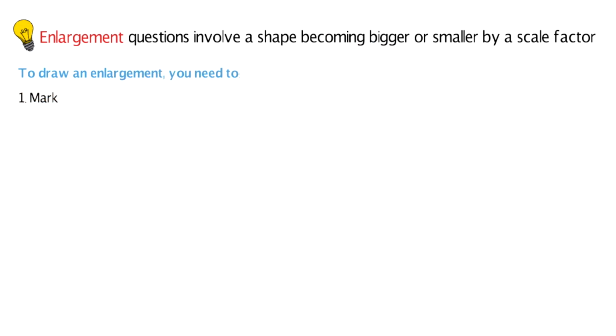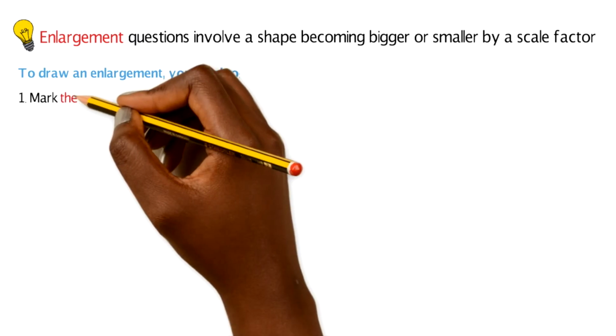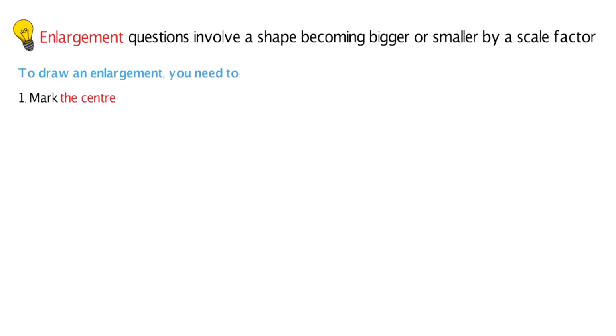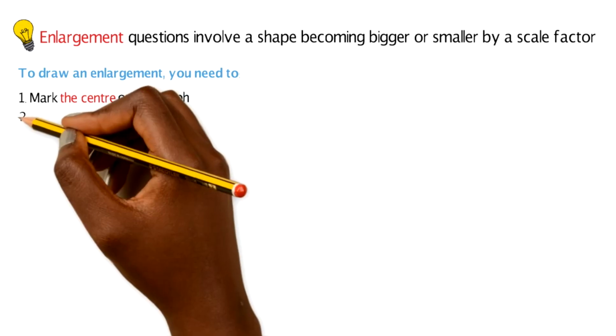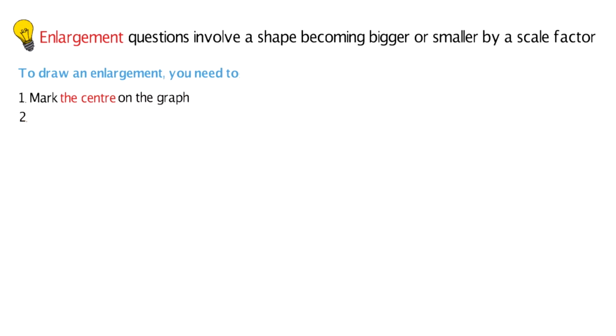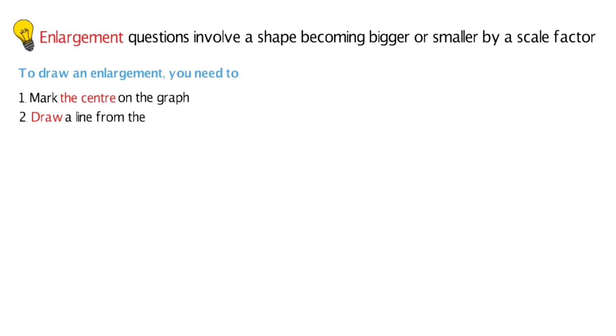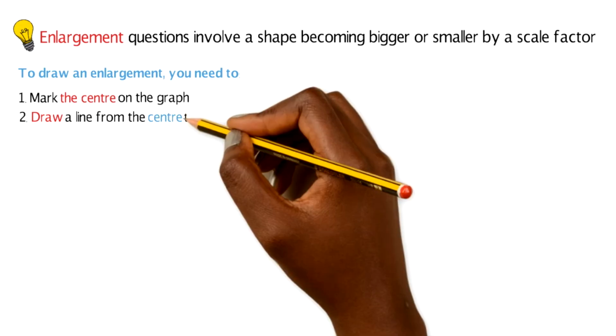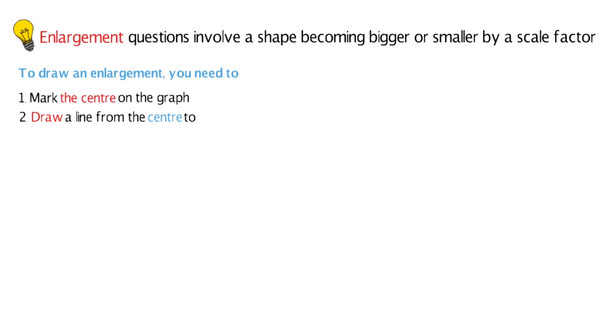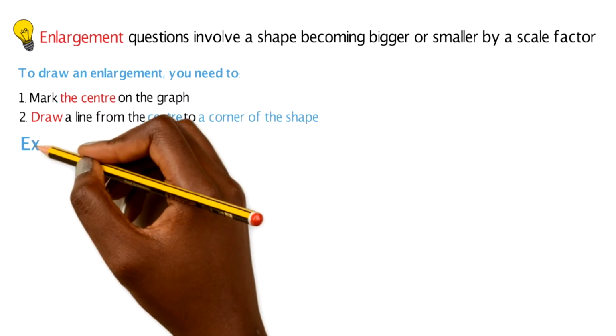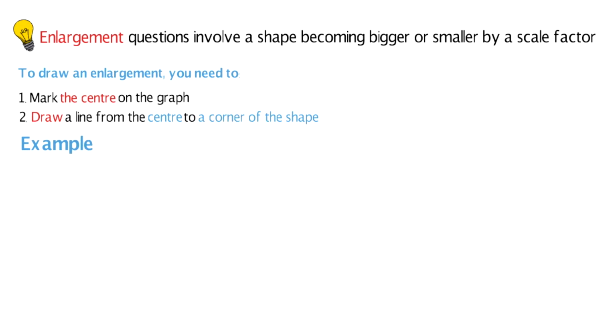First things first, you need to mark the center. I repeat that again, the center on the graph, so the point where the enlargement is happening from. The second thing to consider is to help you with drawing out an enlargement on a graph, it would be preferred if you draw a line from the center of the enlargement to the corners of the shape. That way it would help you to visualize the enlarged, aka bigger or smaller, shape.